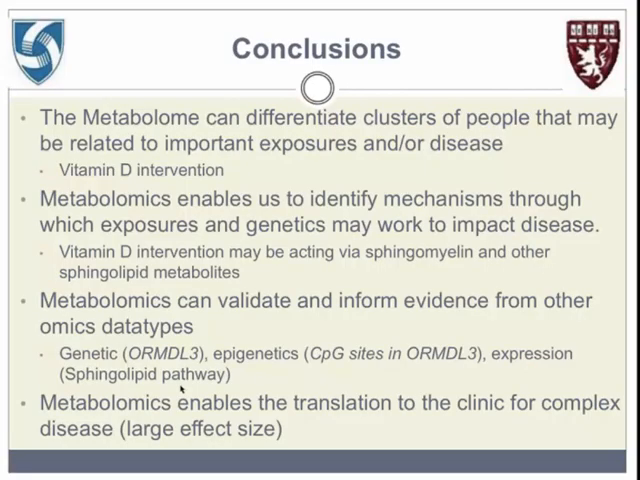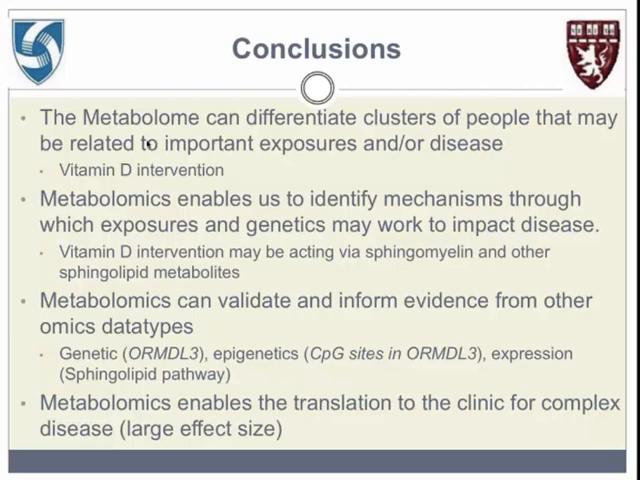So in conclusion, what have we learned at this point? Well, number one, we've learned that the metabolome can differentiate clusters of people that may be related to important exposures and/or disease. And one of the key things we saw was the striking relationship between vitamin D intervention and the upregulation of all of these bad N-6 metabolite derivatives.